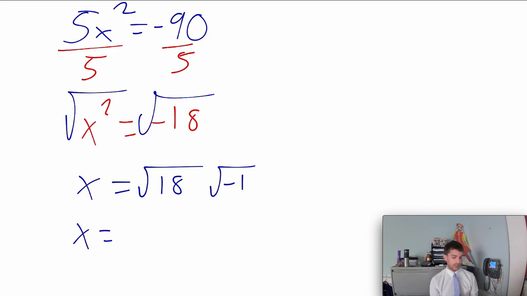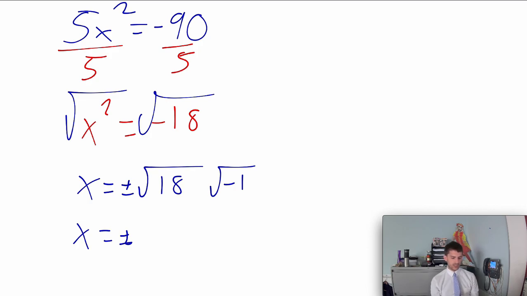Now, 18, I made a mistake. Hopefully you caught the mistake that I made. I forgot to include something. Whenever we insert a square root in order to solve, we're going to get a positive output and a negative output. Because we could plug in a positive term and square it and get negative 18. We could also plug in a negative. So it's going to be plus or minus, positive or negative.